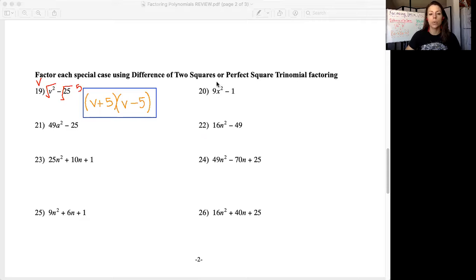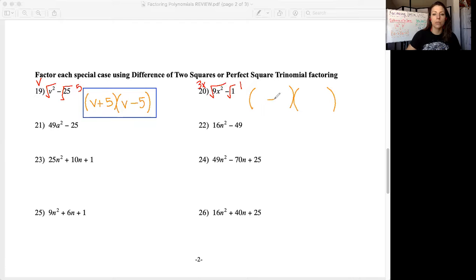Are both terms perfect squares? Well, I know 9 is a perfect square, and so is x squared. The square root of 9 is 3, and the square root of x squared is x. So the square root here would be 3x. Now, what a lot of students struggle with is they forget 1 is actually a perfect square. The square root of 1 is just 1, because 1 times 1 is 1. So yes, this is a difference of two squares, meaning I can set up my factored form.